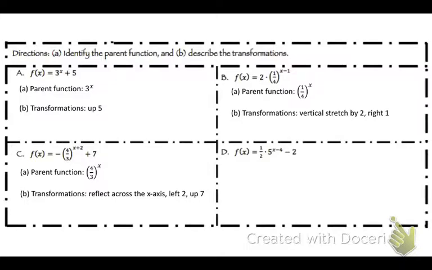Okay? Now let's look at d. So my parent function here is 5 to the x power. Then my transformations, that 1/2, that's going to vertically compress because it's less than 1, so it's vertically compressed by 1/2. It moves right 4 because of the minus 4, and then down 2 because of that minus 2.